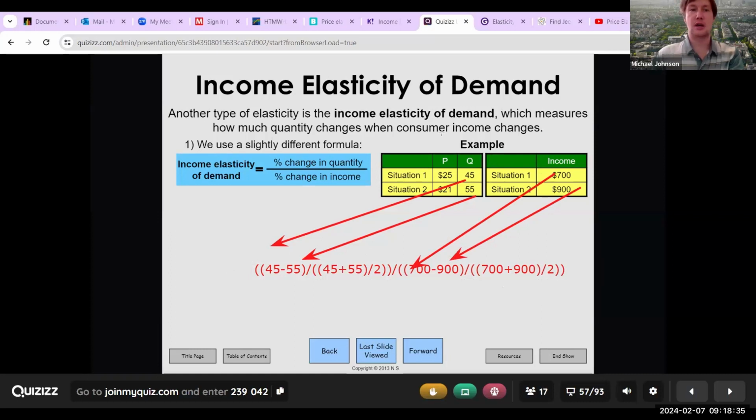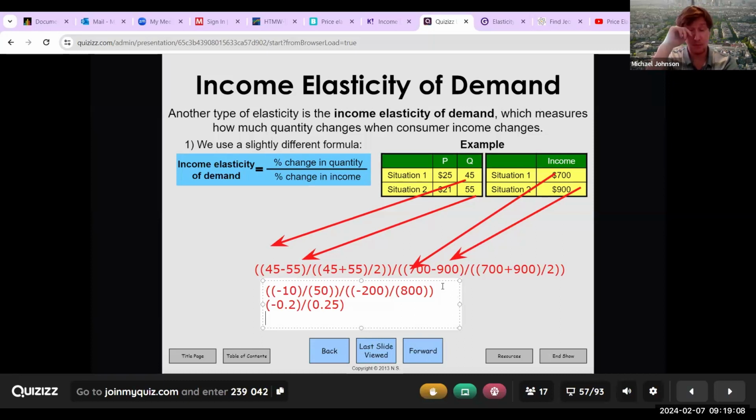Someone already said they got 0.8, so I'll see what I get here. So -10 divided by 50, divided by -200 divided by 800. So that's what we'd have to do here. Then -10 divided by 50 is -0.2, and then divided by 0.25. So that would be -0.8, roughly. So that's what we would get for that: roughly -0.8 here.